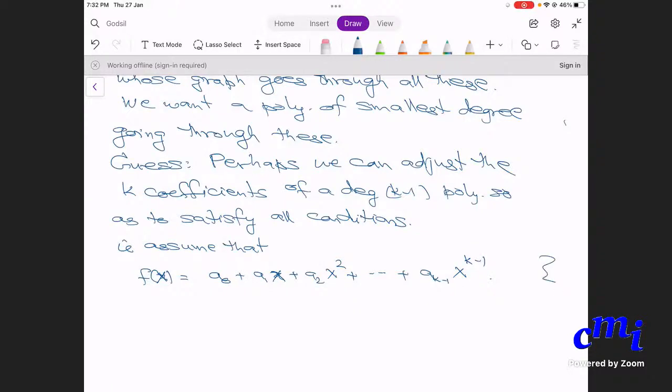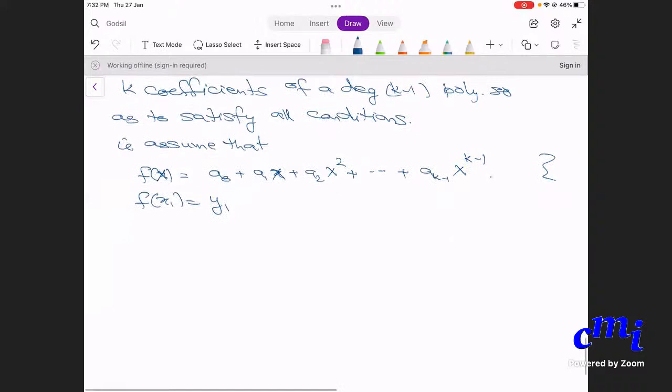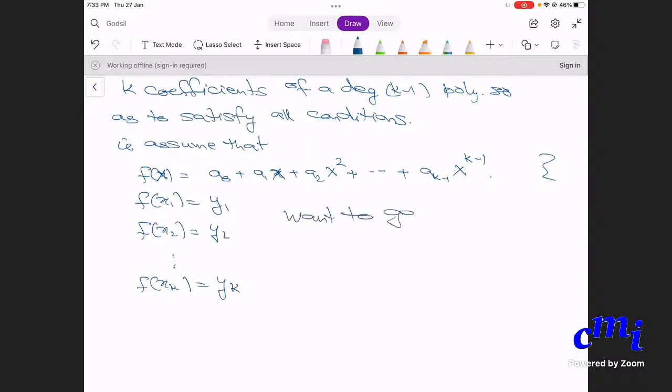So what are the conditions? We want f of x1 to be y1, f of x2 to be y2, up to f of xk equals yk. These are the conditions that we want satisfied. So we want to get a0 up to ak minus 1 such that all these conditions hold. Let's write down f of x1 equals y1.